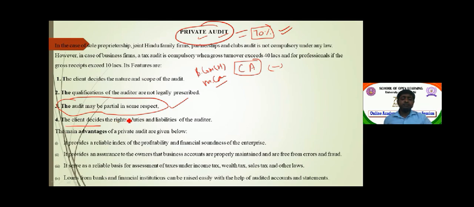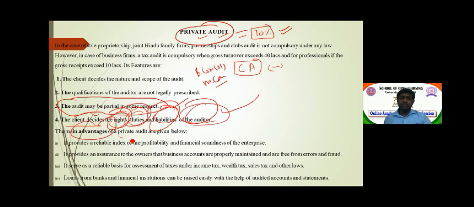Then the client decides the rights, duties, and liabilities of the auditor also. So let's say I am hiring somebody to audit my financial statements. The person is going to be hired by me, so I am going to decide the duties that shall be performed by the person, the liabilities, the rights, the privileges, the responsibilities. Although in the case of government audit or statutory audit, this is not the case actually. All right, so the client decides the rights, duties, and liabilities of the auditor.